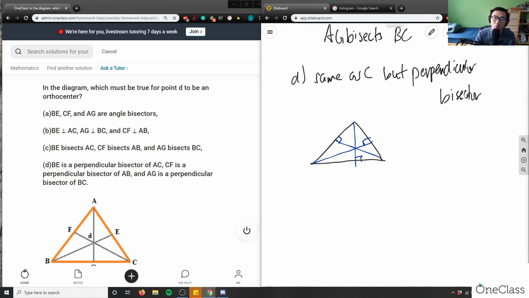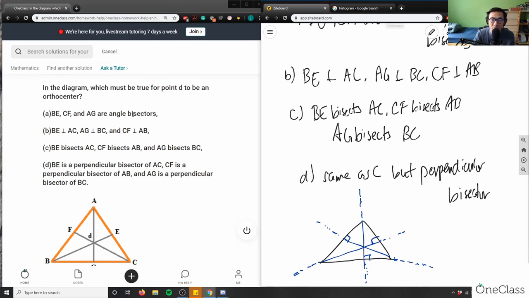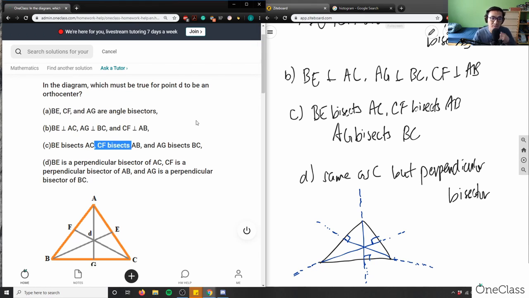Because what you can do is extend these lines to make sure that this here is the orthocenter. You can extend this to be a dashed line. This can be a dashed line as well. This can be a dashed line as well. So all these lines have to be right angles to each other. Again, I drew my triangle incorrectly here, but all of them have to be perpendicular to each other. So which means that A and C are incorrect answers, right? A and C are angle bisectors. Bisectors don't necessarily have to be a right angle. So A and C are wrong answers in this case.